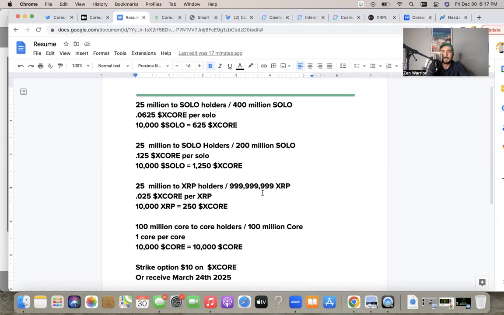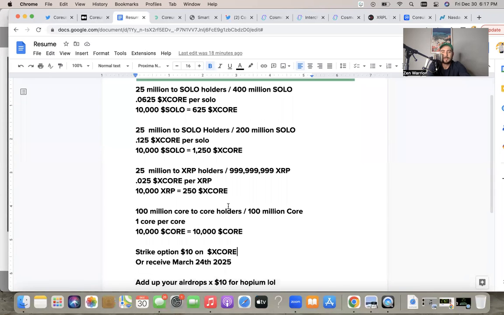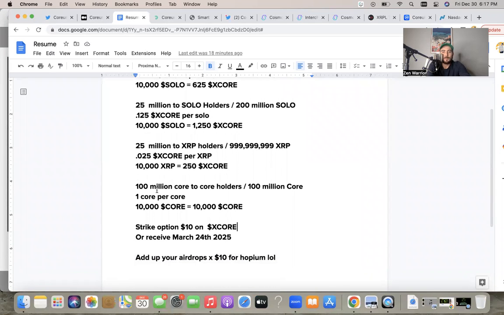Now this is as big as my calculator could go on my phone. So I did 999 million, basically 1 billion XRP. If 1 billion XRP participate, which probably more will, with 25 million to XRP holders, for every 10,000 XRP you'll be receiving 250 xCORE, speculative. There's 100 million Core to Core holders, and there's supposed to be 100 million Core distributed in year one. So we could say likely one Core per Core. So 10,000 Core equals 10,000 Core. It could be less than that as well.